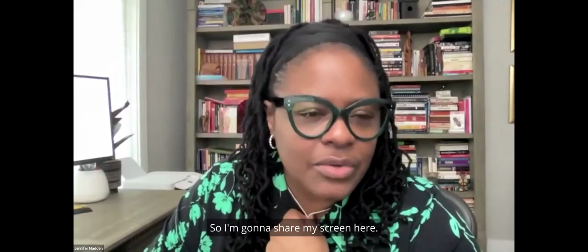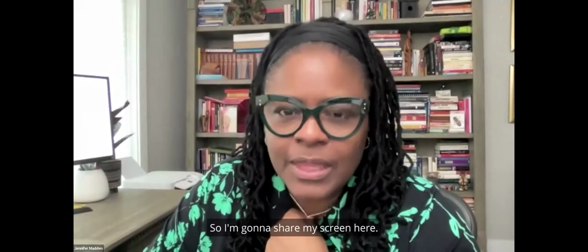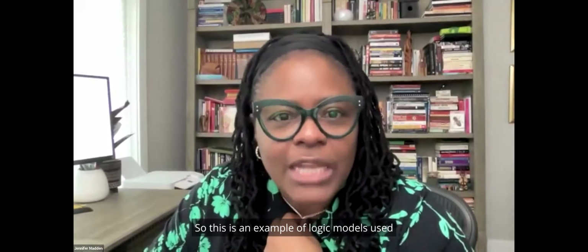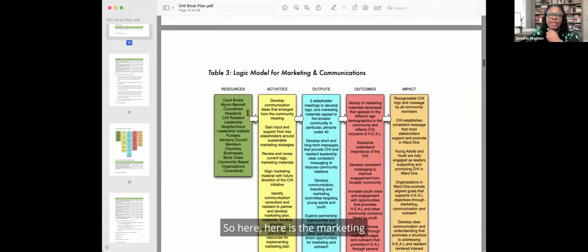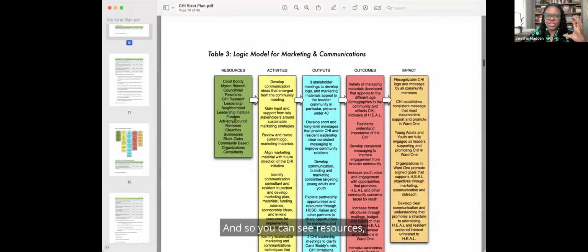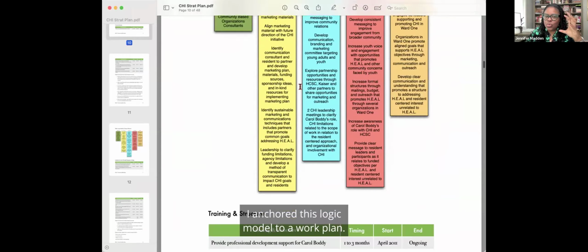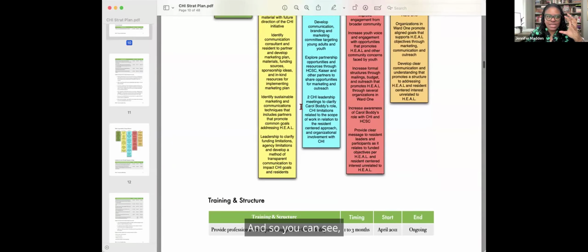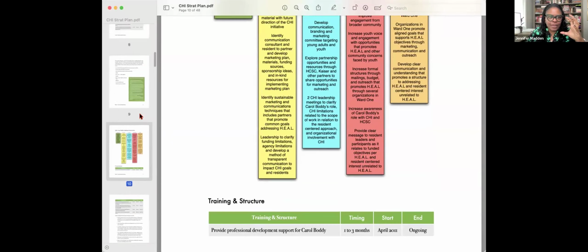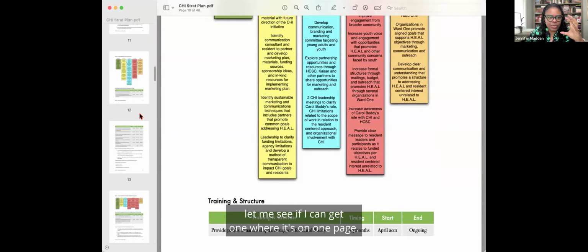I'm going to just show you what that looks like. So I'm going to share my screen here. This is an example of logic models used with just individual programs. So here is the marketing and communications logic model. And so you can see resources, activities, outputs, outcomes, impact. In this one, and this is strategic planning work, I anchored this logic model to a work plan.